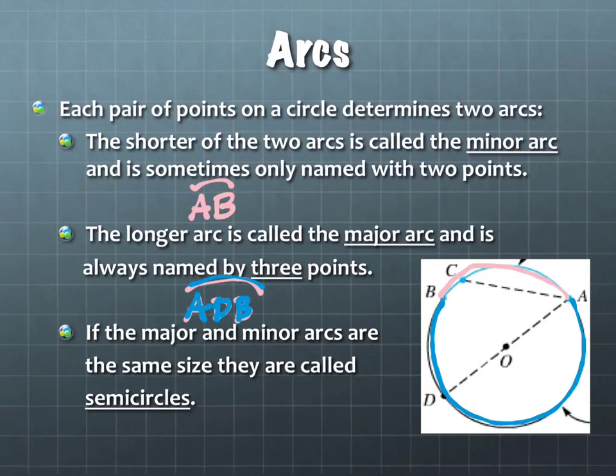If the major and minor arcs are the same size, they're actually semicircles. So a semicircle here would be what? Can you label me a semicircle? AD. AD would be a semicircle. Would ACB be the other semicircle? Yeah, you could label it that way, yes. So with the picture as it's drawn, yes, you could also call it ACD or ABD, either way.